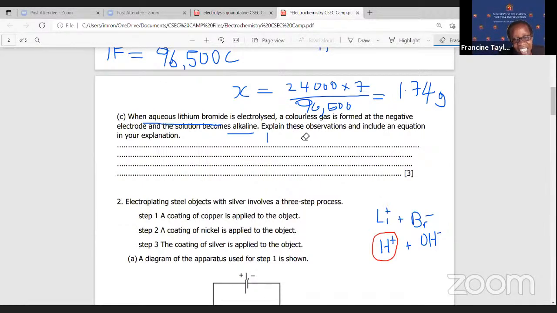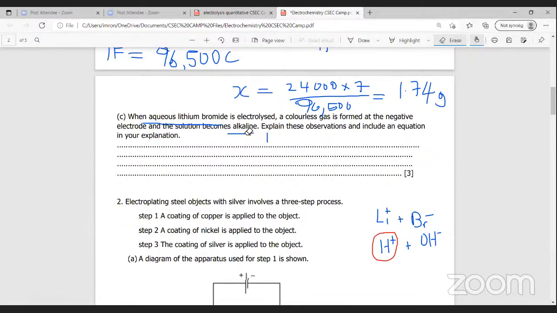So colorless gas. So colorless gas is saying what at the anode? Sorry, my bad, I'm thinking differently. A colorless gas is formed at the negative electrode. So talk to me. What's going on there?